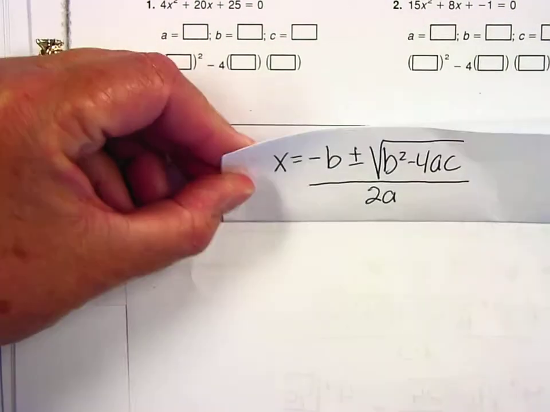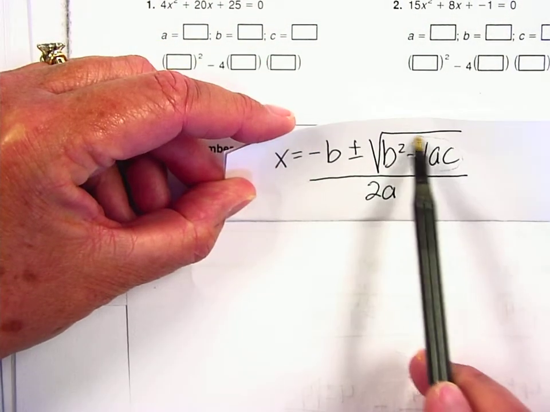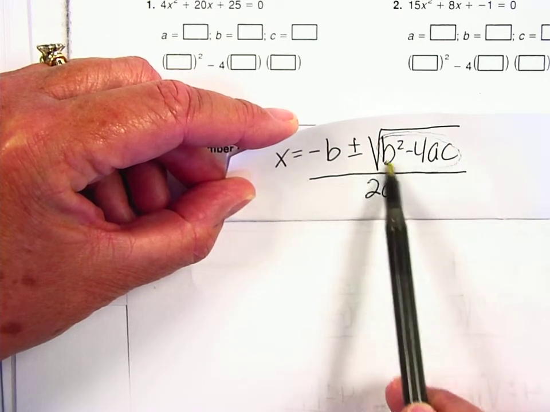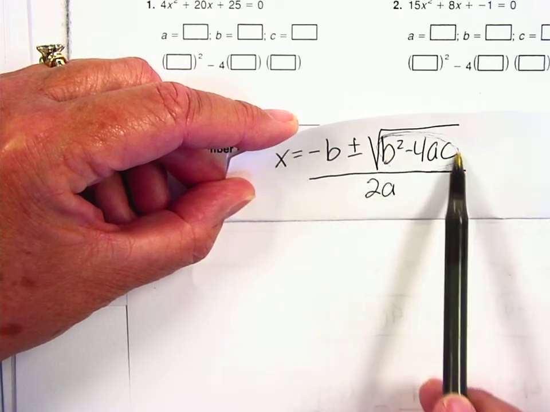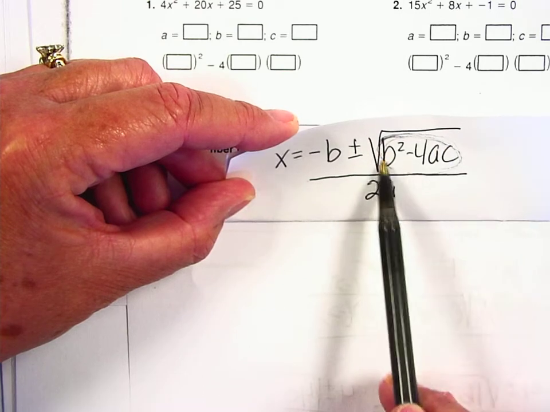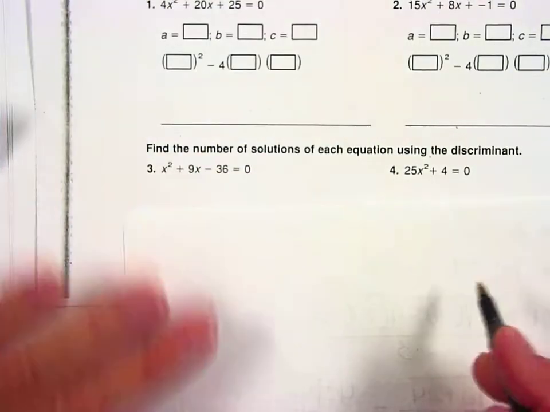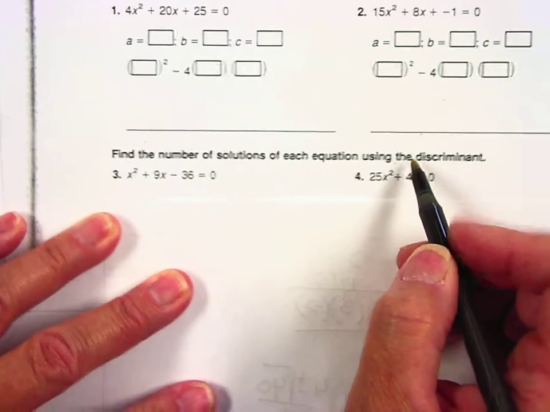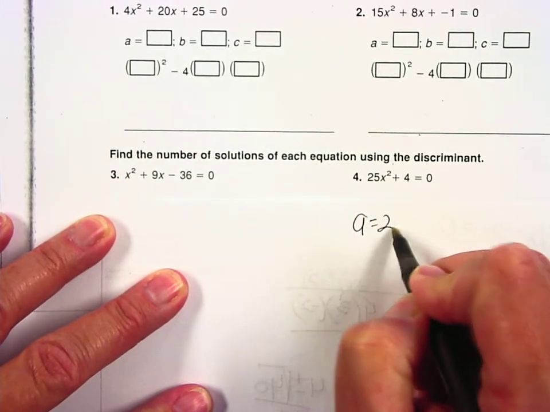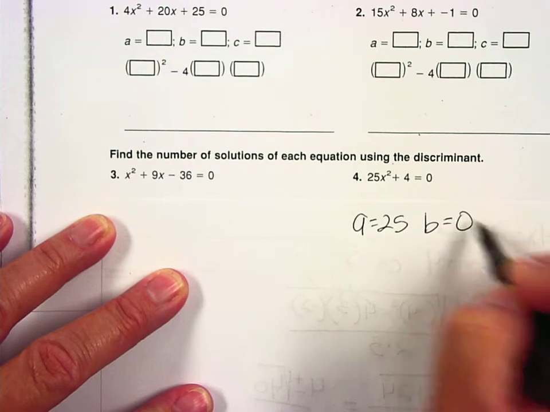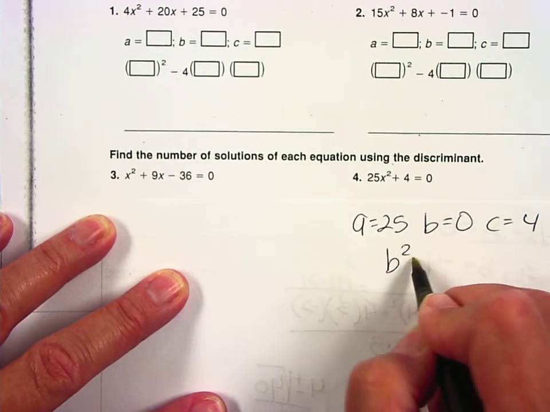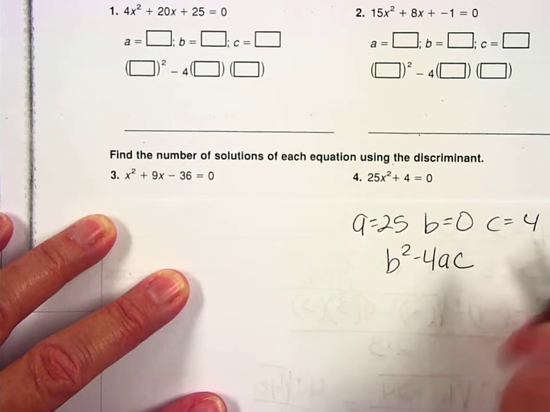Here's the quadratic formula. This part right here, under the radical, b squared minus 4ac, is called the discriminant. That determines if we're going to have two solutions, one solution, or no solutions. Okay, this is in standard form. There's no b term, so a is 25, b is 0, and c, the constant, is 4. So b squared minus 4ac is what's going to be under my radical.